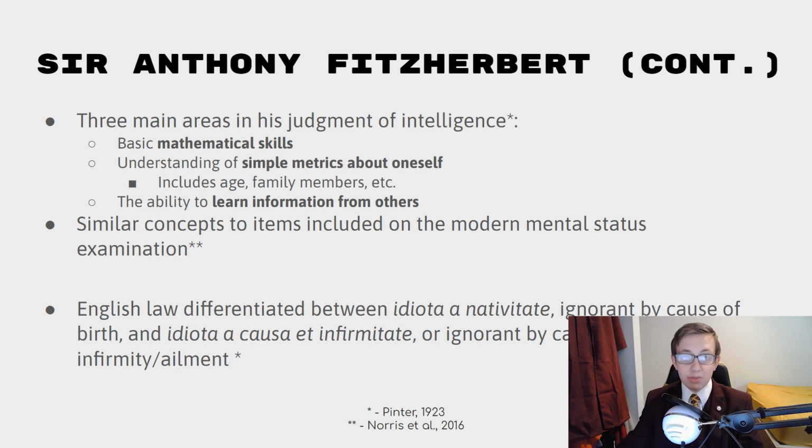Now, what I found was interesting too was English law in the 16th century differentiated between idiota a nativitate, which is ignorant by cause of birth, and idiota a causa et infirmitate, which is ignorant by cause of infirmity or ailment. So even back then they realized that there was some kind of an acute intelligence deficit and some kind of a more having to deal with genes and heritage.